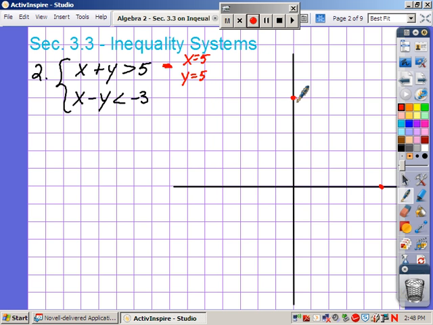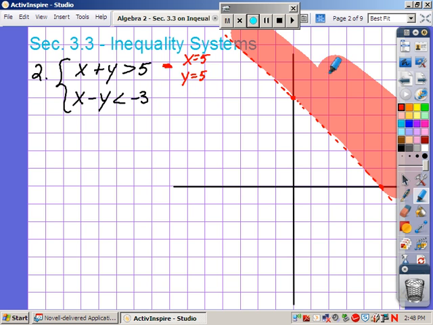It's going to be a dashed line this time because there's no line underneath of that. So I have a dashed line going this way. And my shading is greater than. So I'm going to shade this greater than, which would be up from the line. So all of this area up here.